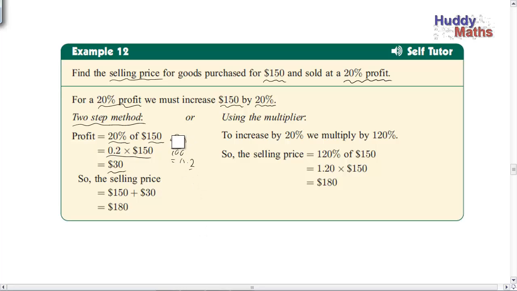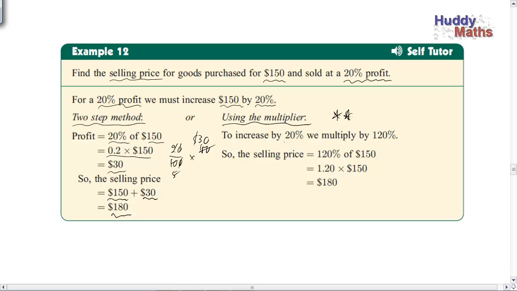Notice, you could do it differently there. 20% is something you could cancel. 20 over 100, cancel the tens, 2's go into 10, 5. So times 150, 5 into 150, you could do it without a calculator, $30. So what are they selling it for? Your cost plus the profit is 180. That's the two-step method. Or if you wanted to go straight to the answer, use the multiply method, far more convenient. Must get your head around this.